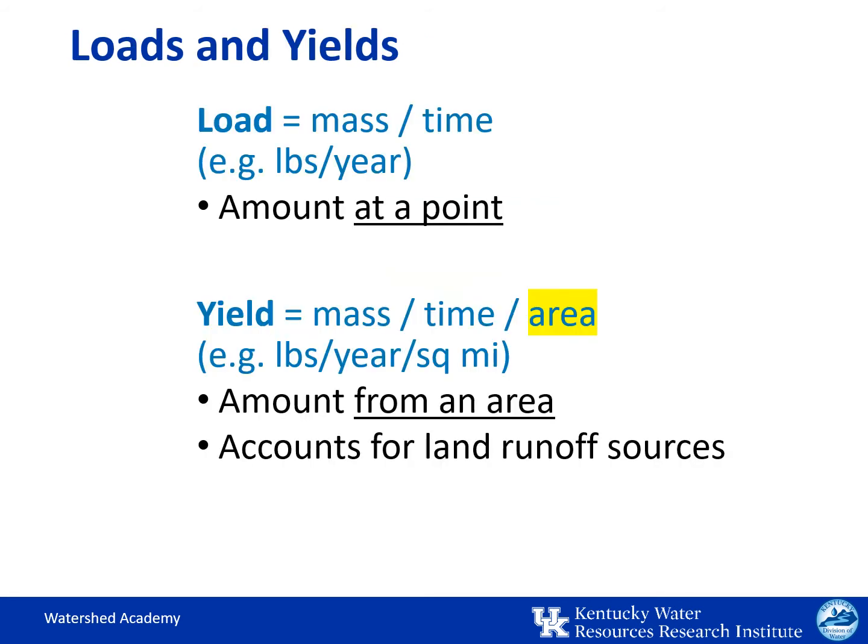To assist with this process, we talked about calculating pollutant loads and yields using these equations. Loads refer to pollutant measurements at a specific point, and yields refer to pollutant amounts contributed by a land area. Since the yield is determined by dividing the total load by area, it accounts for that area's land runoff sources.